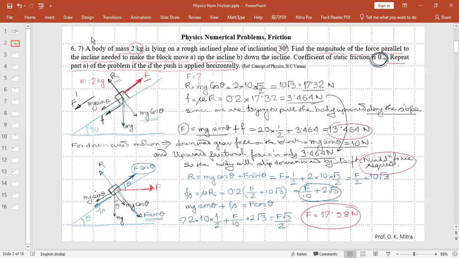Look at this. If you put the force along the incline, then you need 13.464 Newton. But if you put the force horizontally, obviously you will need more force, and that value is 17.58 Newton. So we stop here and we should go to the next problem.